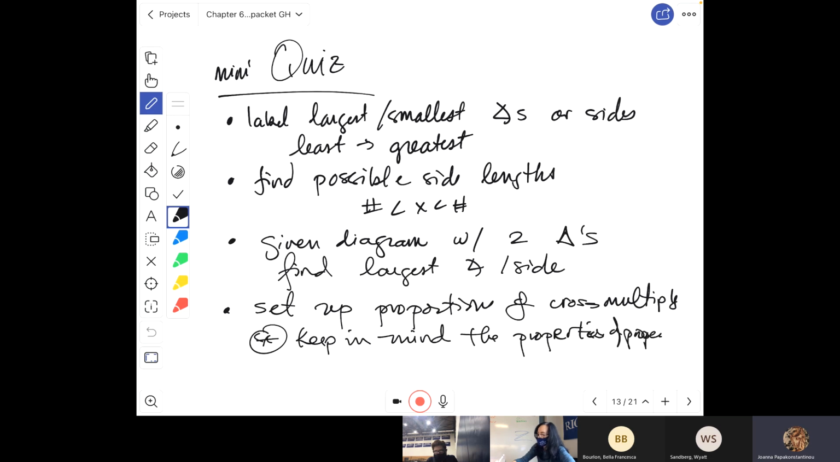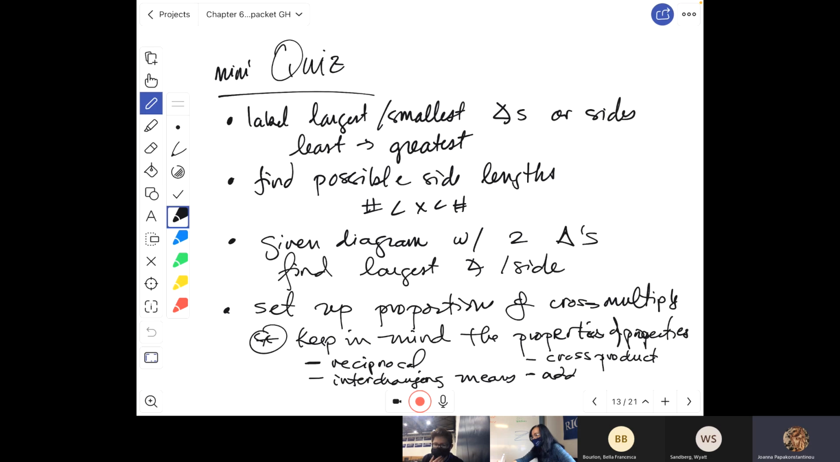And do we remember what those properties were? Remember the reciprocal, interchanging the means. What else? Cross product, cross multiply, and that other one? Add the denominator. This is really all that's on the quiz.